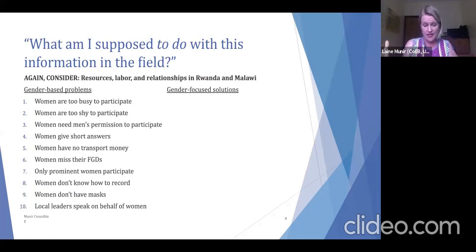For COVID purposes, I don't know if this is true, but theoretically, women across the world have higher rates of poverty than men. Maybe if women are more economically vulnerable, maybe they can't afford masks or hand sanitizer or PPE or whatever they need to get to us. I don't know if that's true. And then this is a common problem that I've had in a lot of communities, is local leaders who are men want to speak on behalf of the women.